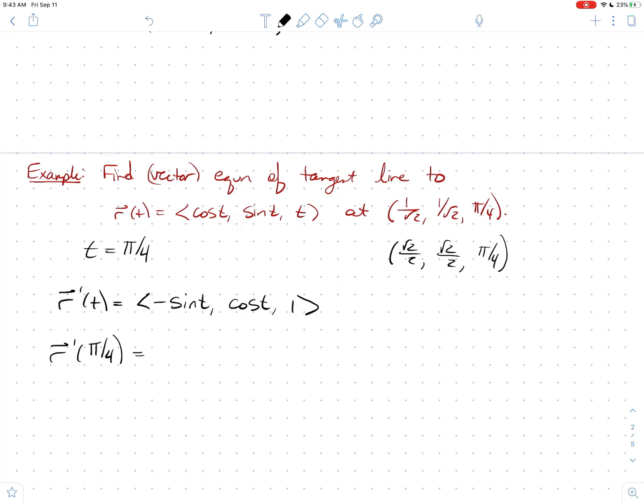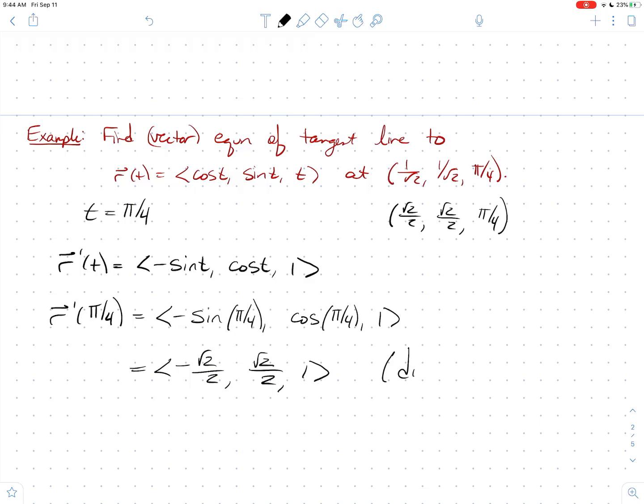This is what? Well, let's just be super clear. So this is minus sine of pi over 4, cosine of pi over 4, comma, 1. And this is exactly what? Minus root 2 over 2, root 2 over 2, and 1. So that's my direction vector. This is my direction vector.